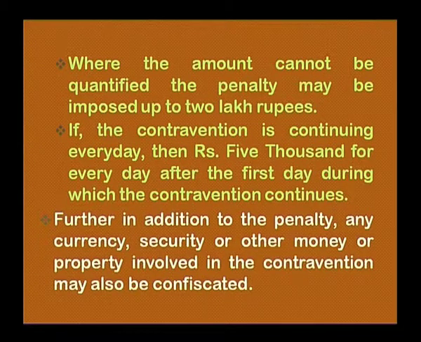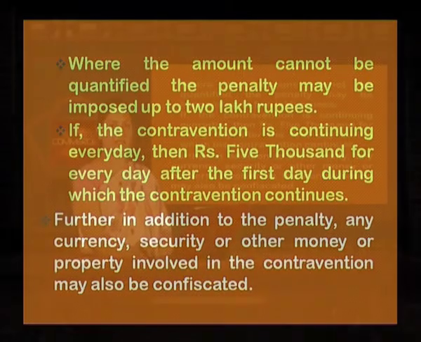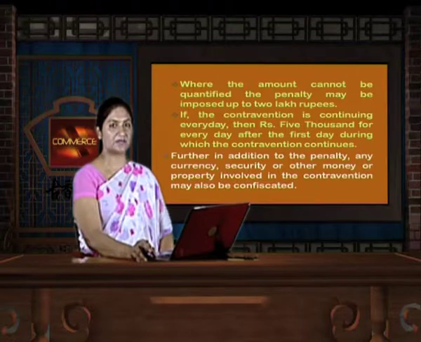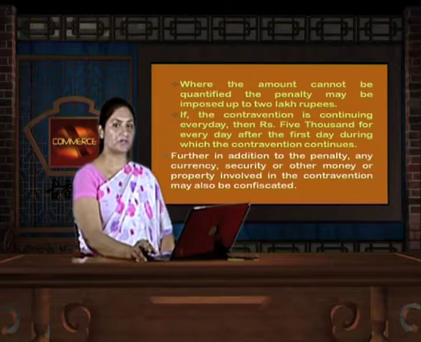Further, in addition to the penalty, any currency, security or other money or property involved in the contravention may also be confiscated. Therefore, the penalty will be thrice in case the amount is quantified. In case the amount is not quantified, then it shall be up to rupees 2 lakhs. In case the default is a continuing one, then rupees 5,000 shall be charged from the first day of the contravention, and so on.